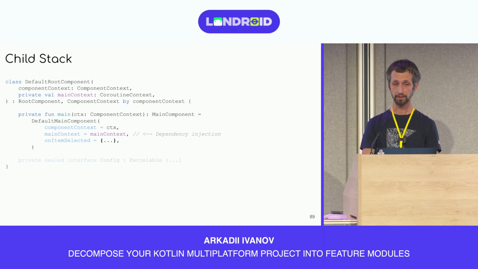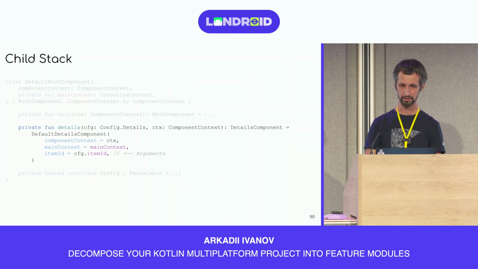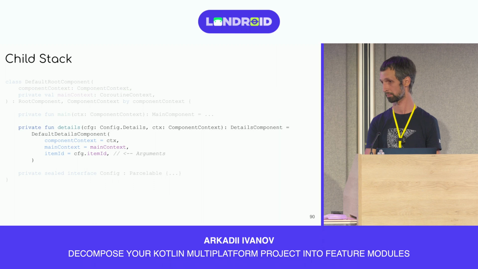And now we can add a factory method for children. We create them by calling constructors and supplying all arguments, and as usual, strict compile time safety. And the same for details component. You can see that persistent arguments are taken from the child configuration, and non-persistent arguments can be created on demand or just taken from the parent constructor.